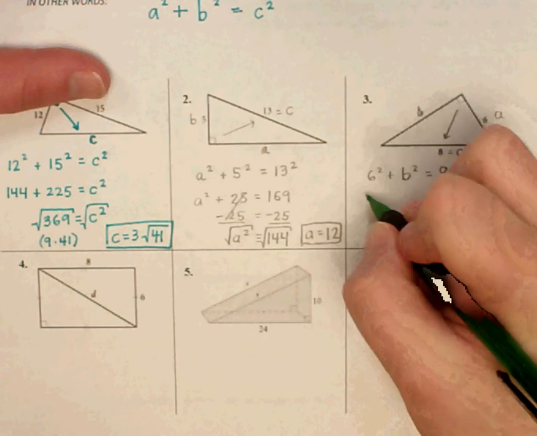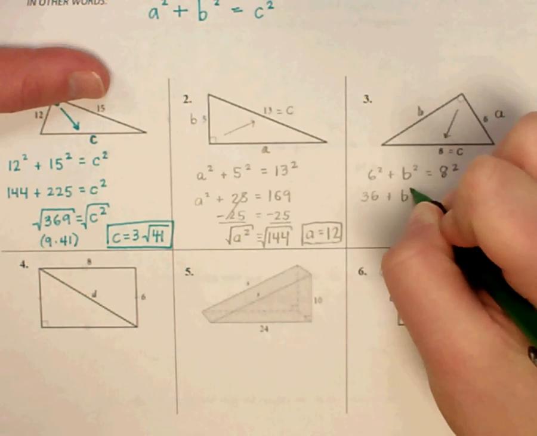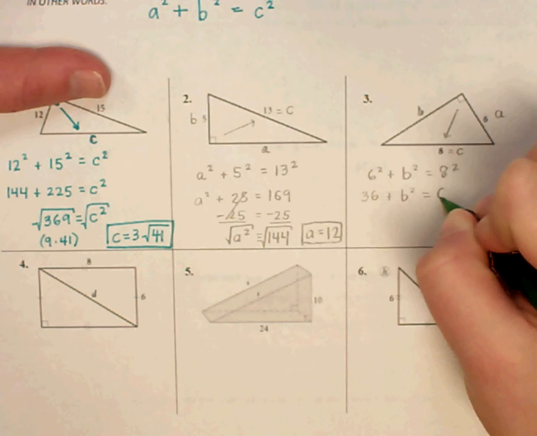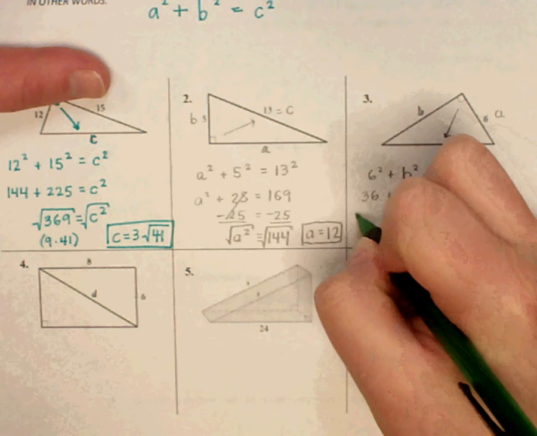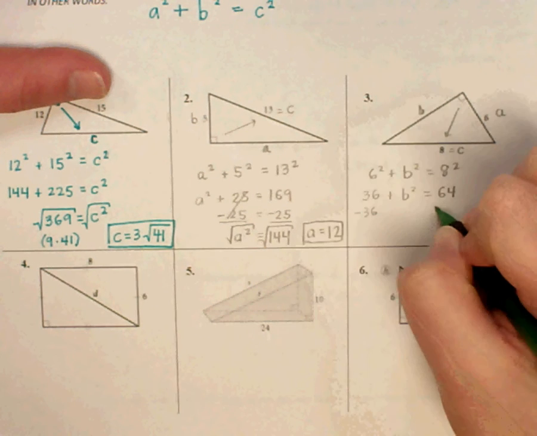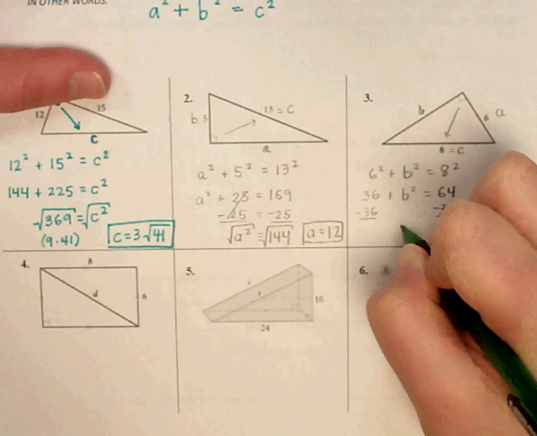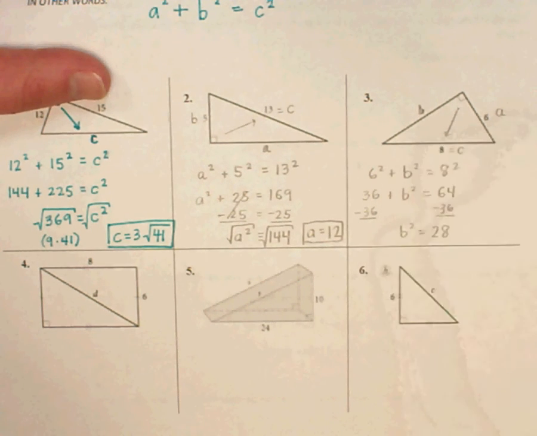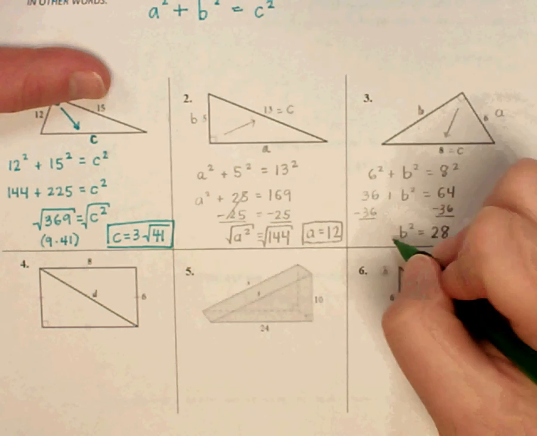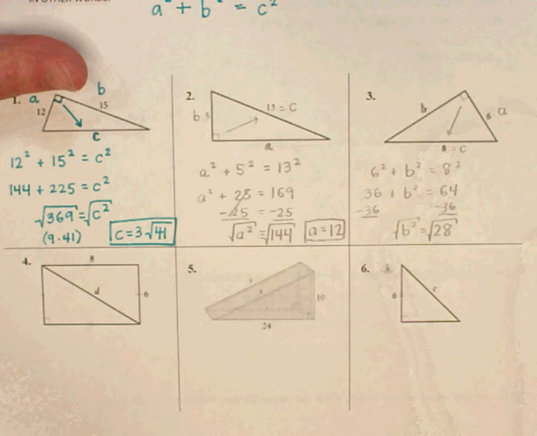Okay. Square 6 for 36. Square 8 for 64. Okay. Subtract 36 from both sides. And we get B squared equals 28. Now this is going to be another one where we have to simplify the radical.